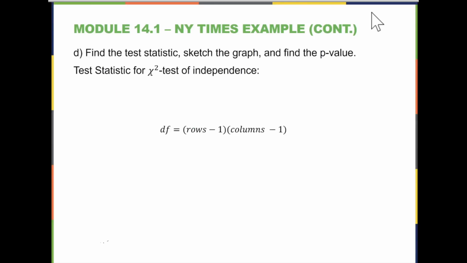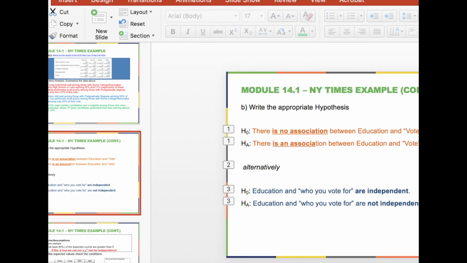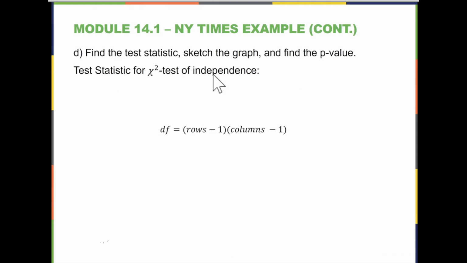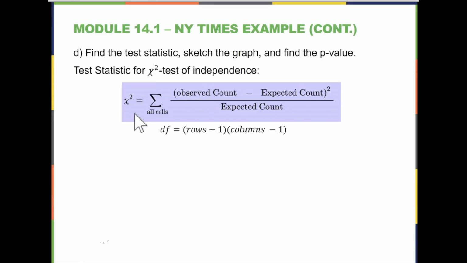So we need to find the test statistic, set up the graph, and find the p-value for the chi-squared test of independence. Now, chi-squared is our test statistic, so to find that, we need to follow this formula. Take each observed count, subtract the expected count, square it, and divide by the expected count. Our degrees of freedom equals the number of rows minus 1 times the number of columns minus 1.